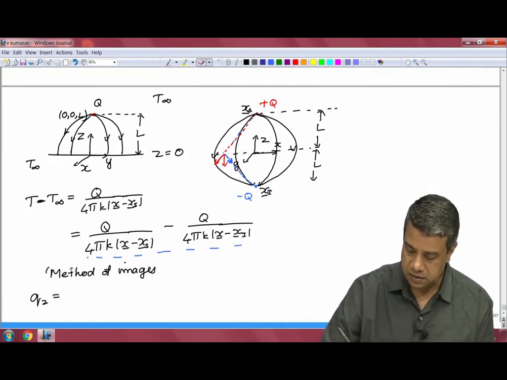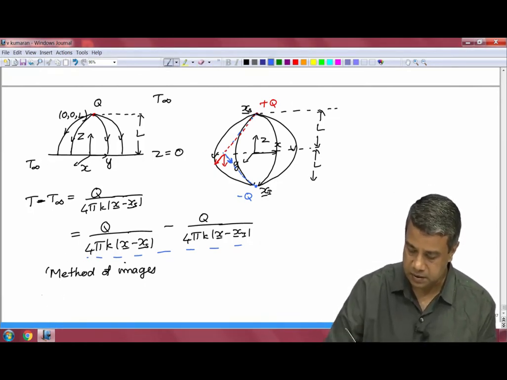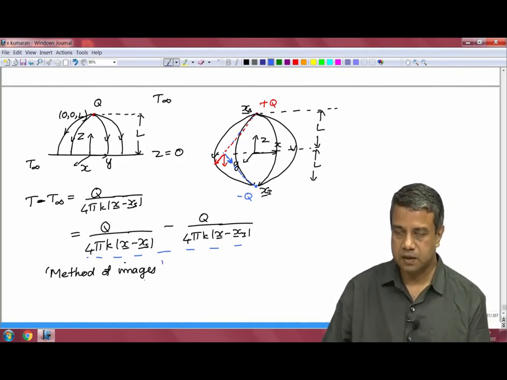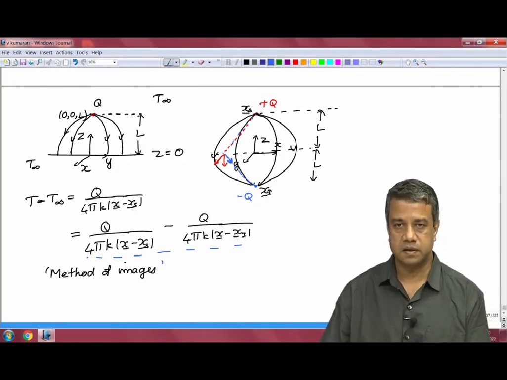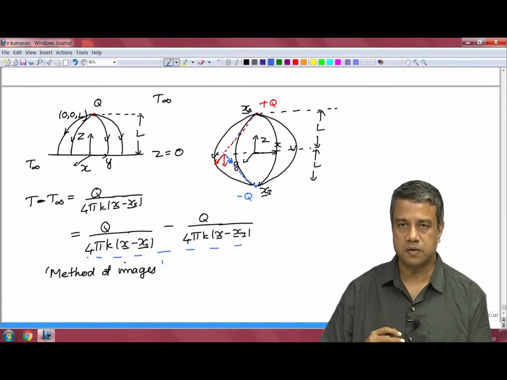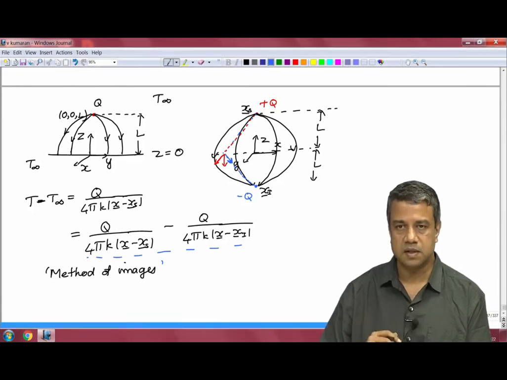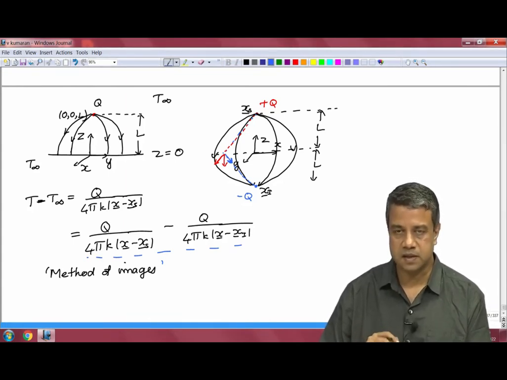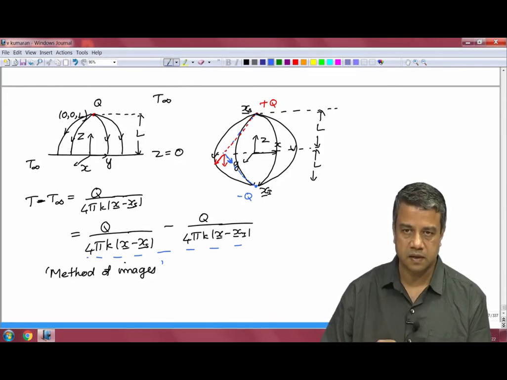This is what is called the method of images for a conducting surface. This I showed you for a point source. Next lecture I will show it to you for a distributed source, and then I will discuss what is to be done if that surface is insulating instead of conducting.